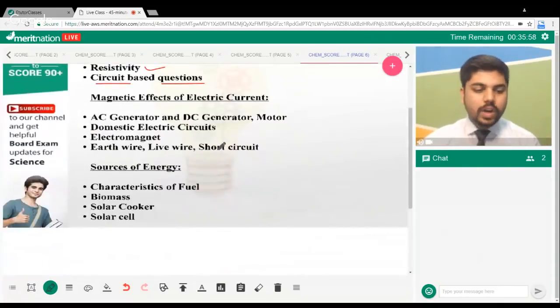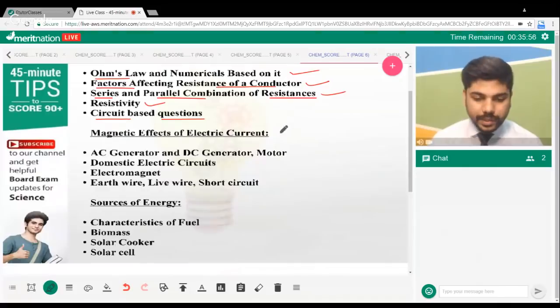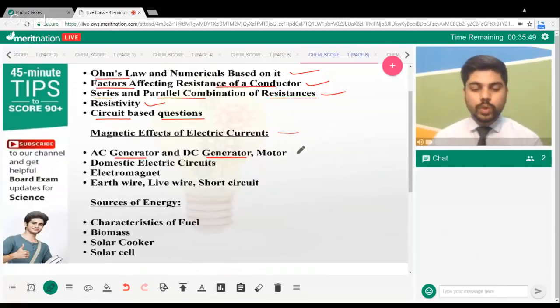If I talk about magnetic effects of electric current, from this chapter, AC generator, DC generator and DC motor, so these three topics are important. Domestic electric circuits are important. The electromagnet is important. Earth wire, live wire, and short circuit, so these three topics are also very important. Okay. So two chapters are clear now.